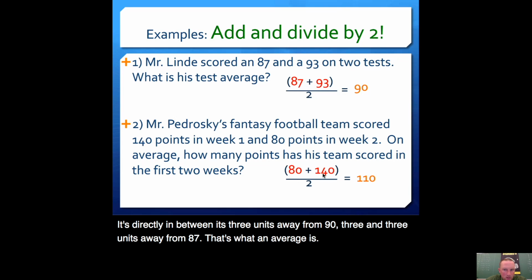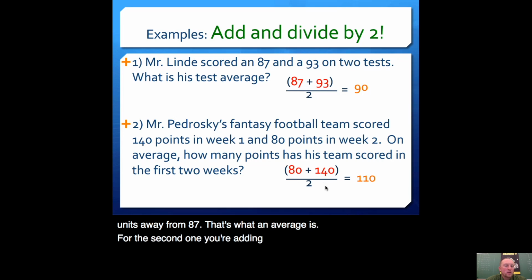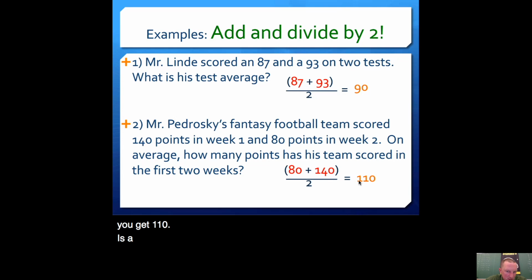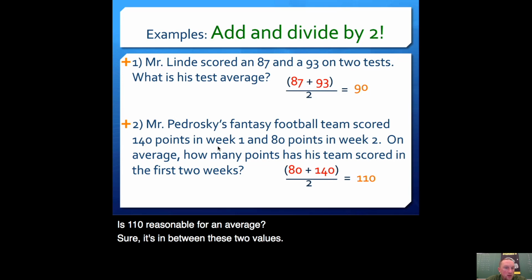For the second one, you're adding 80 and 140, and you're going to end up with 220. And when you divide that by two, you get 110. Is 110 reasonable for an average? Sure, it's in between these two values. Even more, it's directly in between. 110 is 30 points from 140, and it's 30 points from 80.